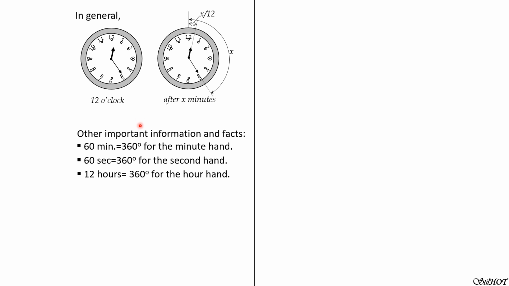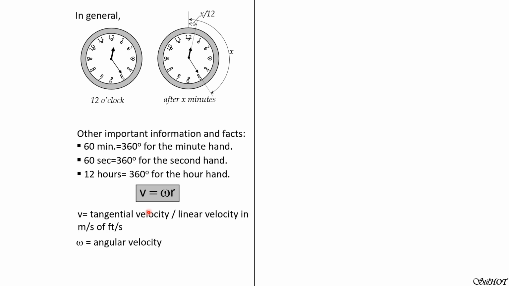So that's why the relationship is tangential velocity equals omega times r, where omega is in radians per second, radius in, let us say, meters, so meters per second would be the units for that tangential velocity or linear velocity. It may be in meters per second or in feet per second. Then omega is the angular velocity in radians per second, and r, radius or length of arm of minute or hour hand or second hand, in meters or in feet.